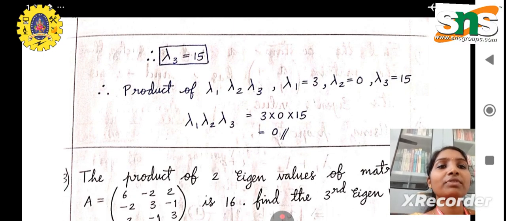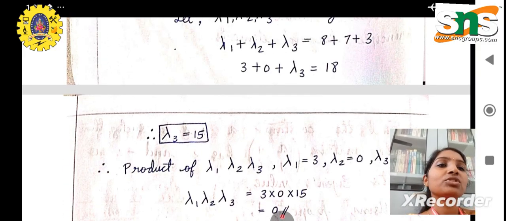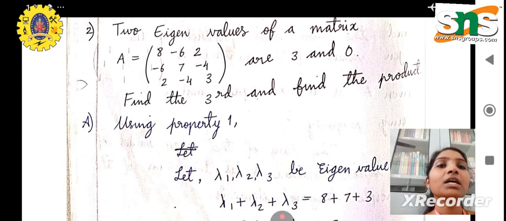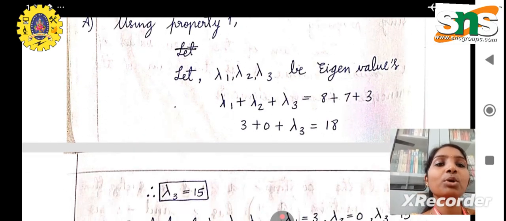Now the product of lambda 1 into lambda 2 into lambda 3. Lambda 1 is 3, lambda 2 is 0 from the given, and lambda 3 is equal to 15. We will have the product of the eigenvalues to be 0. So this is how we use a property of eigenvalues to solve the given set of questions in the problem.